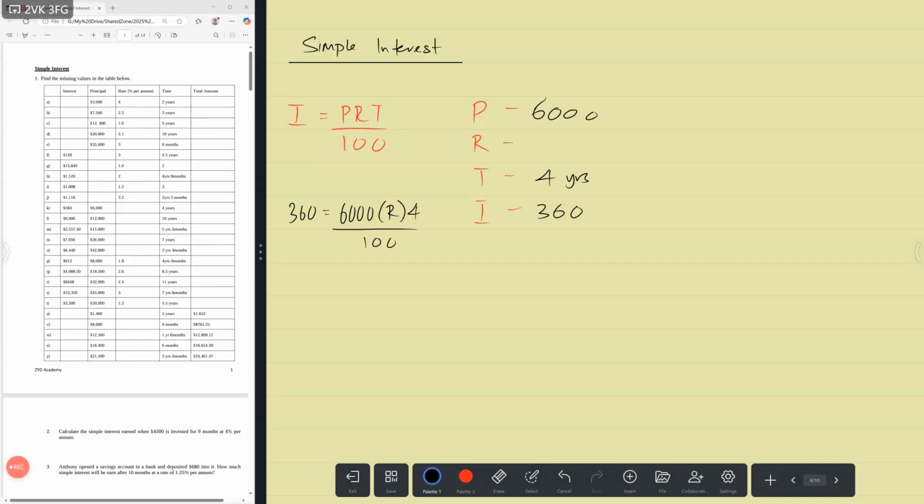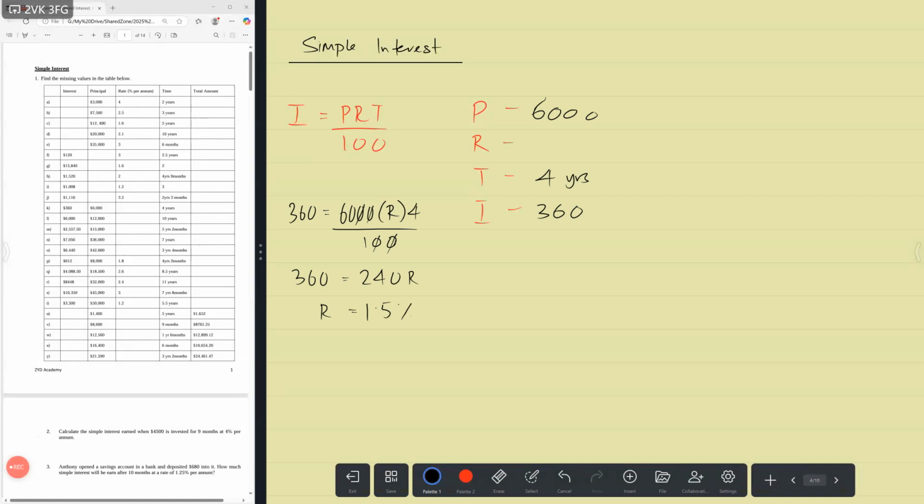I'm the type that will try to simplify as much as I can, as long as it is easy. So this time I'll cancel these two zeros, and straight away I get 360 equals 6 times 4, which is 24, so 240 R. From here I can easily get my value of R, which is 36 divided by 24, which equals 1.5. So 1.5%. As easy as that.